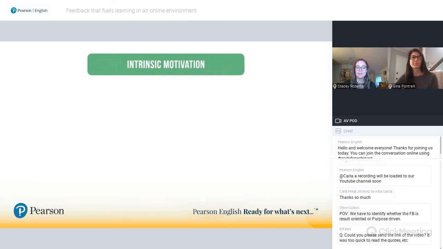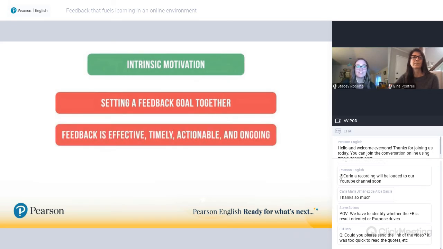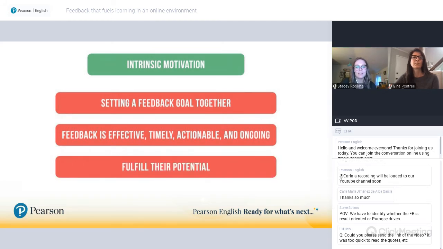So we began this session by talking about intrinsic motivation and how we can motivate our students by setting the goal for feedback together. When students are a part of the discussion and are provided feedback that is effective, based on their needs, timely, actionable, and ongoing, they embark on a learning path to fulfill their potential.